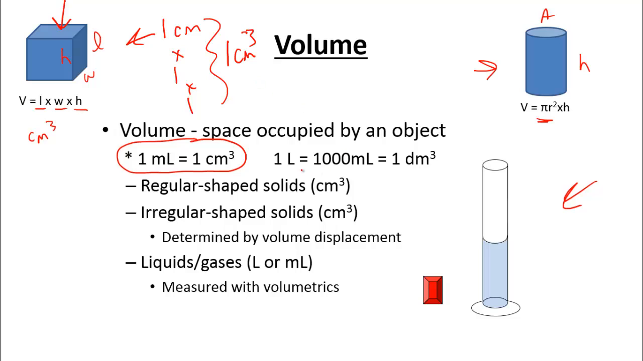Another important one, not quite as commonly used though, is the liter. If you have a liter, that means you have 1,000 milliliters, and that's actually 1 decimeter cubed for its shape there.